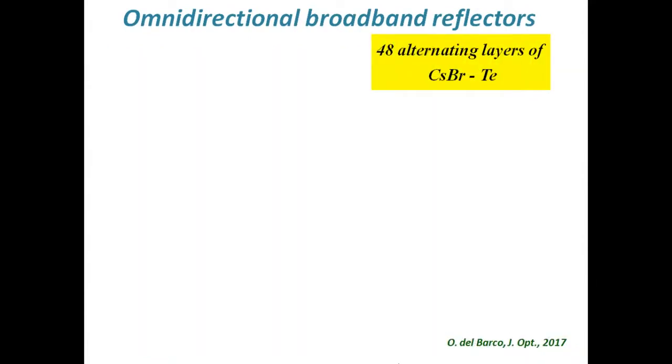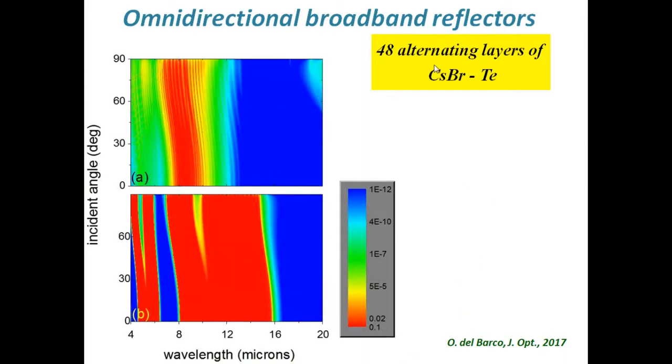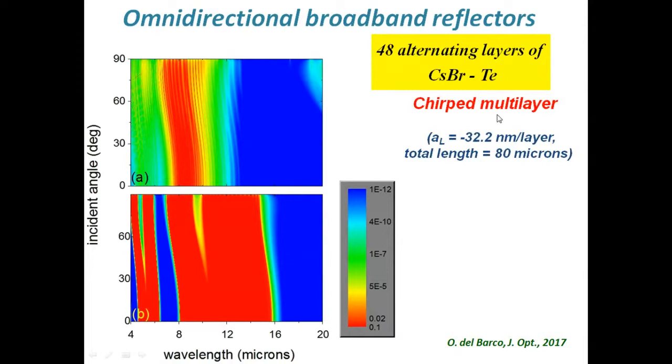So this is an example now. I present some numerical results. Here we have 48 alternating layers of cesium bromide and tellurium. This is for the incidence angle from 0 to 90 degrees, and the wavelength here from 4 to 12, the mid infrared. So here we have the multilayer I described previously. This parameter AL is the rate at which the layer thickness decreases, in this case minus 22.2 nanometers per layer.